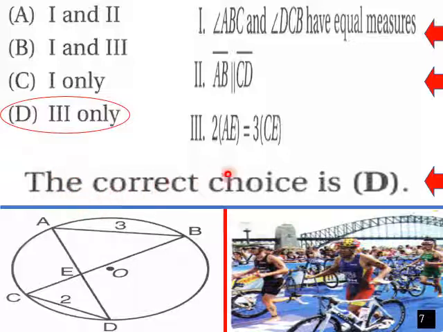The correct choice would be D, 3 only. So this is your correct response for the question about these two inscribed triangles within a circle.